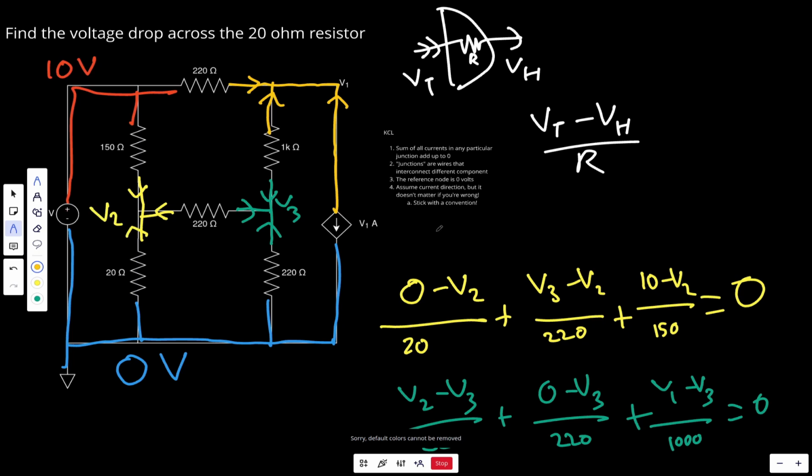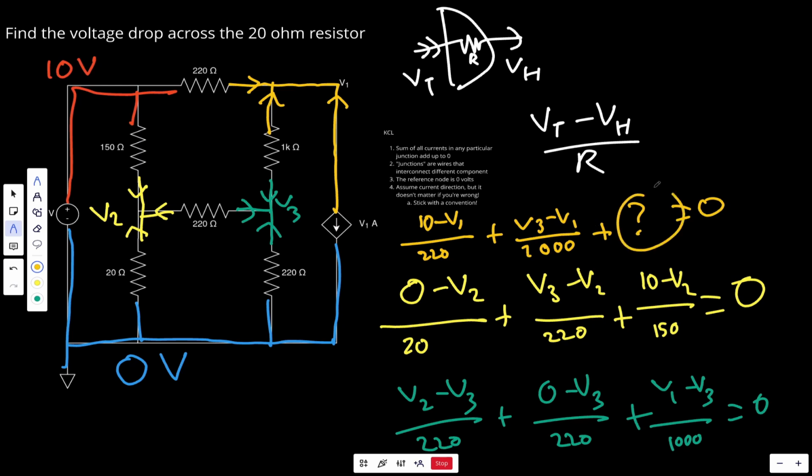Start off by writing the known ones, the easy ones. 10 minus V1 over 220 plus V3 minus V1 over 1000. And lastly, we're gonna add some term here. Is equal to 0. I want to talk about this a little bit.